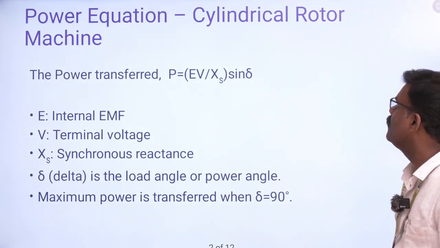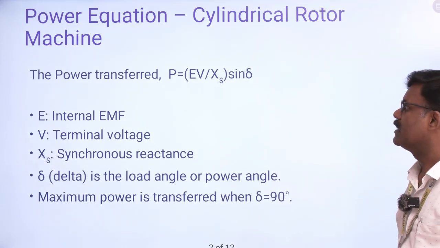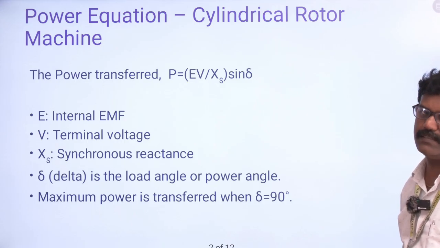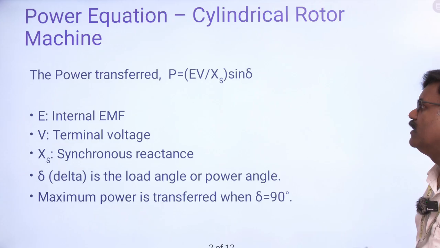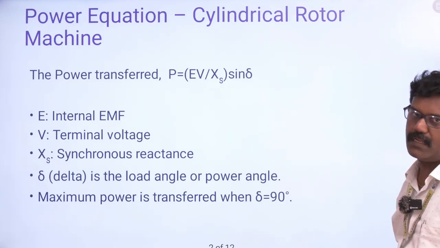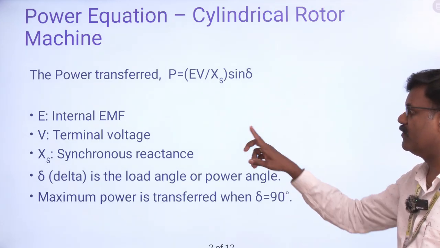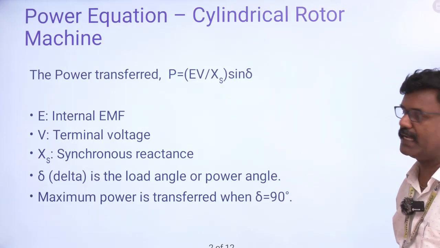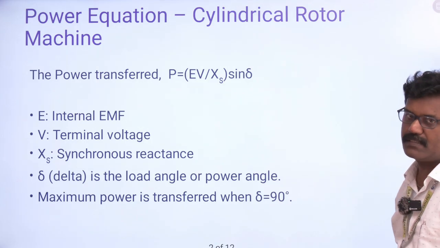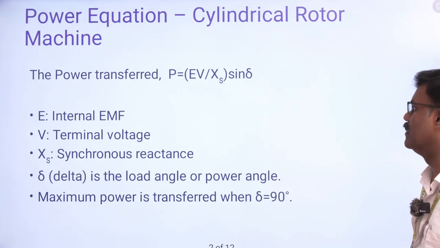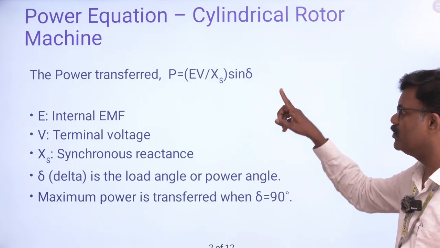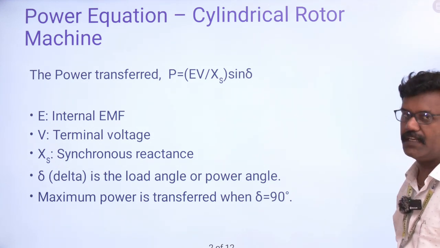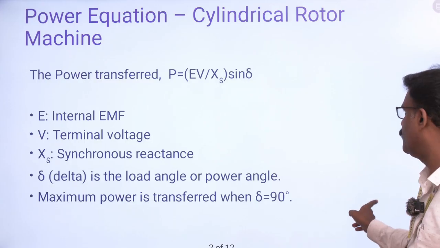Power equations of cylindrical rotor machine. The power transferred is given here. P is equal to EV by XS into sin delta. E is the induced EMF, V is the terminal voltage, and XS is the synchronous reactance. Delta is the load angle or torque angle. With respect to the delta value, the power transfer changes. When delta is 90 degrees, we can get maximum power.